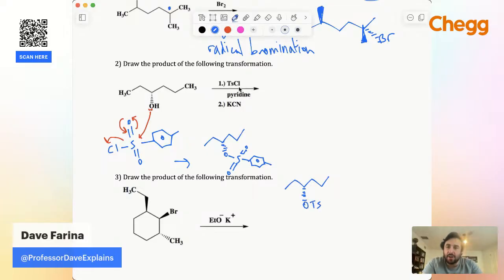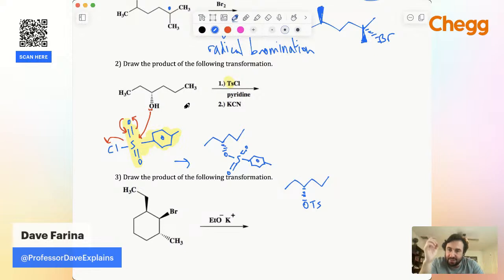It's tosyl chloride. So tosyl is this. That's a tosyl group. Okay. So it's tosyl chloride, tosyl, and then chloride. And this is a way of making a leaving group derivative.